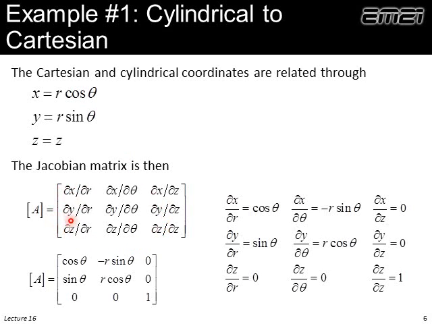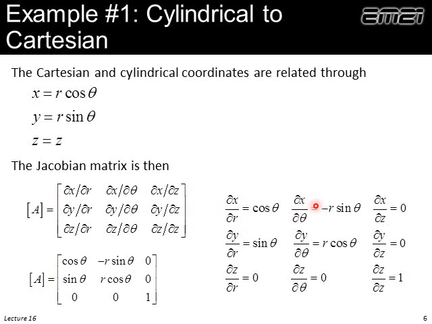So here's how our Jacobian will be defined. Remember, in the numerator are the coordinates in the transform system. In this case, that's Cartesian. And in the denominator are the original coordinates. In this case, it'll be cylindrical. So we go term by term. This top one, dx/dr, we differentiate this equation, and we end up with dx over dr just equals cosine theta.